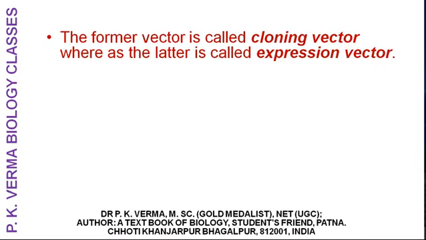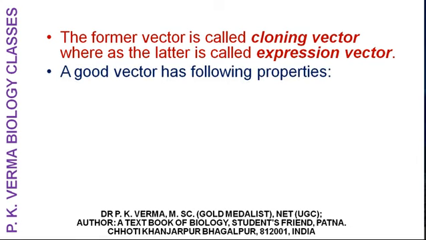The former vector is called a cloning vector. Former means what? That vector that is used to make copies of the DNA insert, that is, recombinant DNA. And the latter is called an expression vector. When the host cell is used to express the gene in terms of the polypeptide chain, it is called an expression vector.